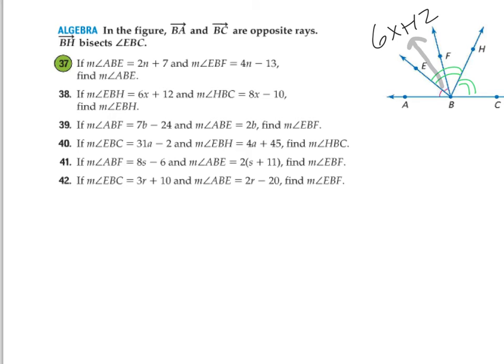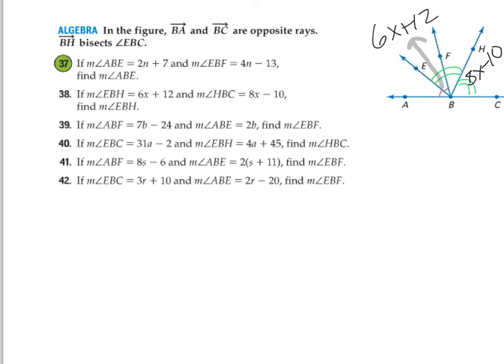All right, and then we're also told that the measure of angle HBC is 8x minus 10. So HBC is this angle right here, and it measures 8x minus 10. So let me see if I can squeeze that in there. 8x minus 10 barely fits.